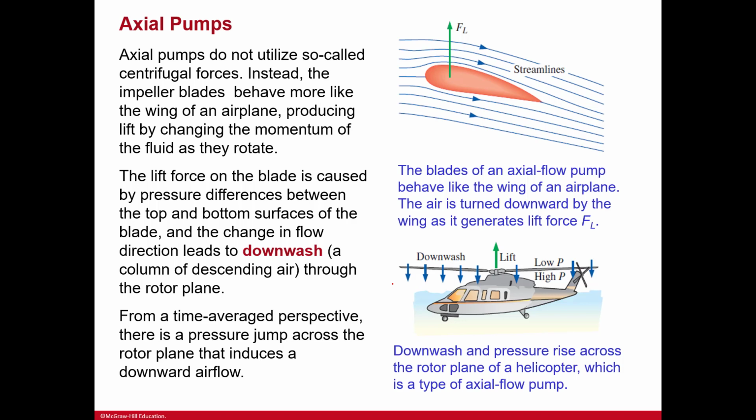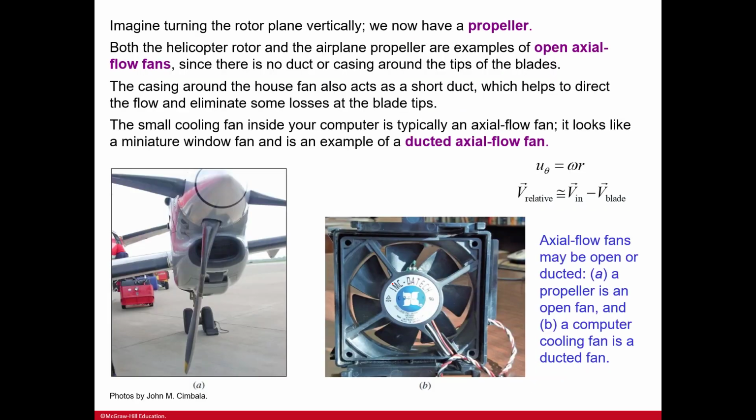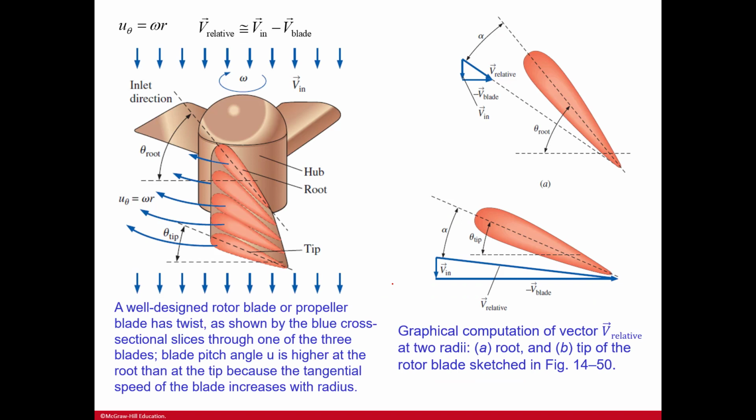And so you can see this downwash and pressure rise across the rotor plane of a helicopter, which is a type of axial flow pump. So here, imagine turning a rotor plane vertically. Now we have a propeller, so it's no coincidence. Both the helicopter rotor and the airplane propeller are examples of open axial flow fans, since there's no duct or casing around the tips of the blades. A well-designed rotor blade or propeller blade has twist, as shown as the blue cross-sectional slices through one of the three blades.